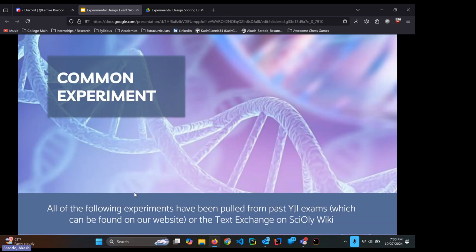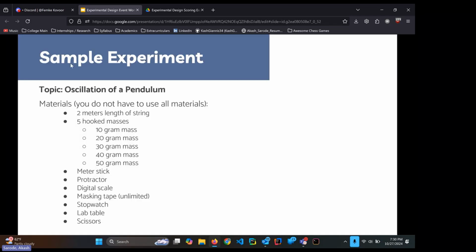And I want to put everything together by basically showing you guys a sample experiment. And something that I used to do to practice for XD a lot is you come up with a sample experiment that you could do with a given topic and list of materials. So this topic, oscillation of a pendulum, is a really common topic that I've seen in a lot of invitationals. It's a very simple topic, and it's very easy to do.